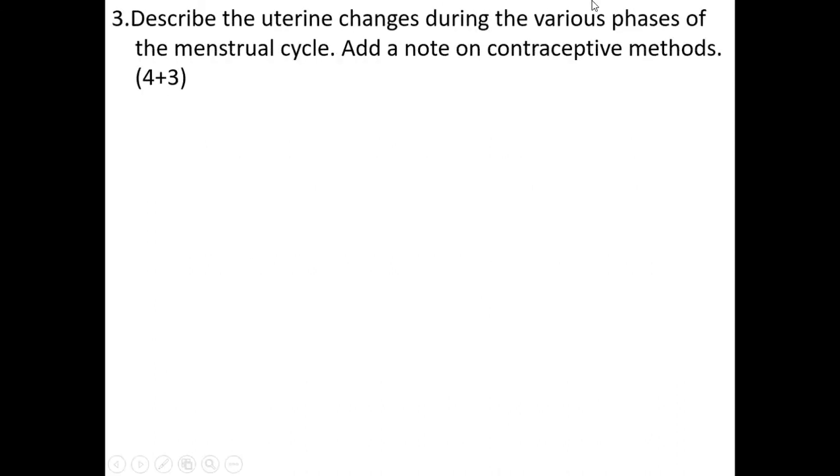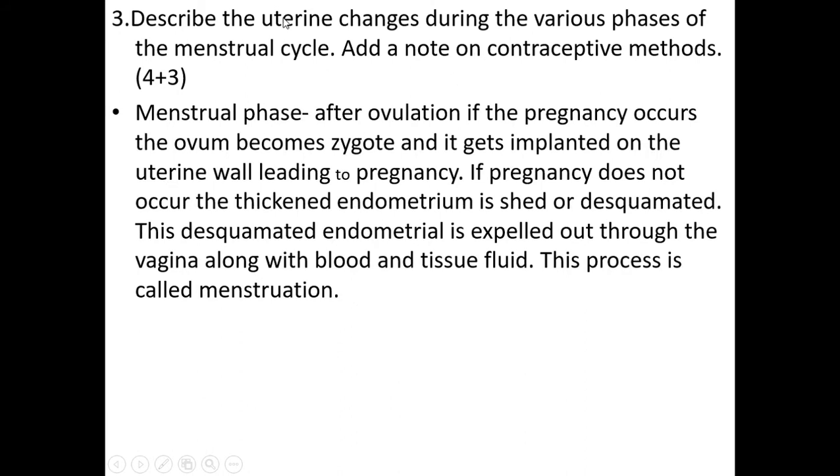Describe the uterine changes during various phases of menstrual cycle and antenatal contraceptive methods. Menstrual phase: after the ovulation, if pregnancy occurs, the ovum becomes zygote and gets implanted on the uterine wall leading to pregnancy. If pregnancy does not occur, the thickened endometrium is shed or desquamated. The desquamated endometrium is expelled through the vagina along with the blood and tissue fluid. This process is called menstruation.